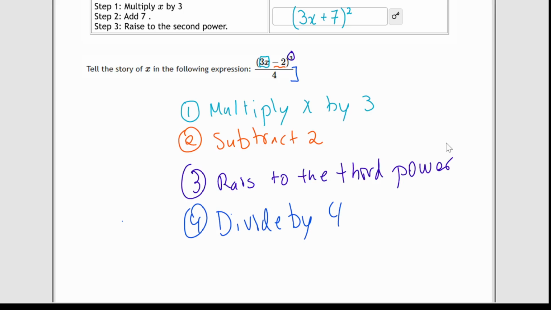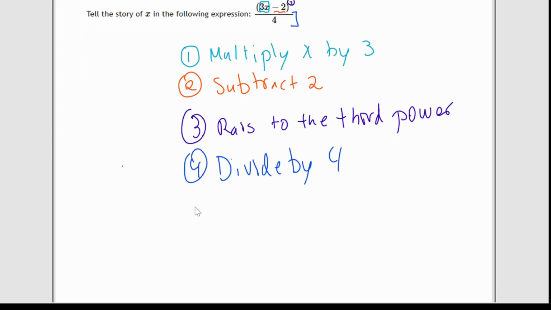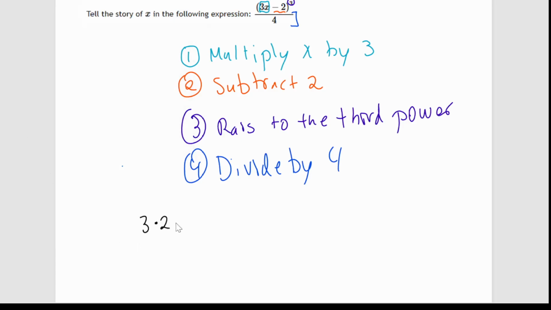But that's the general story of what you would do in this situation. And if we actually plugged in a number for x, that's exactly how you would evaluate it, just to really emphasize that point. So if I plug in, for example, x is 2, and I rewrite that expression, the way I would evaluate it is first doing multiply x by 3, multiply 3 by 2. That gets us 6.